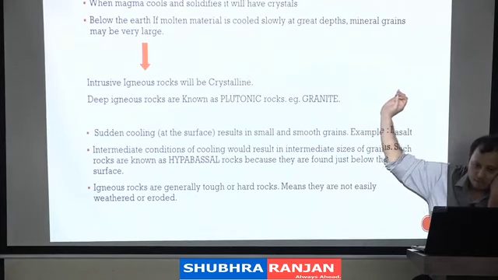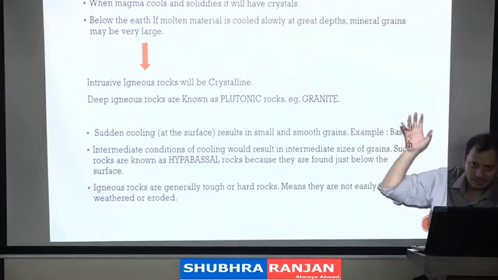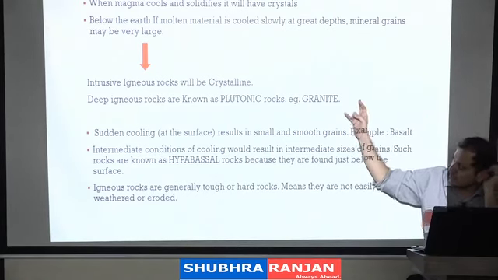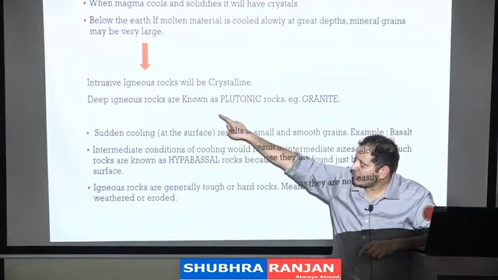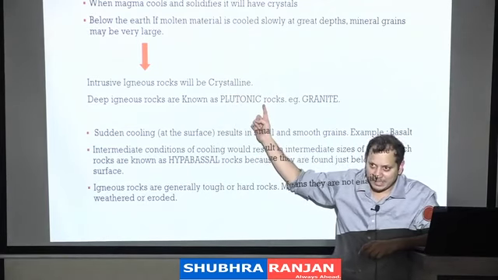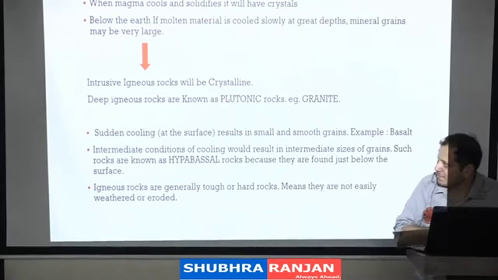Below the earth, if the molten materials are cooled slowly, the mineral grains will be larger, that is large crystals, and intrusive igneous rocks will be having more crystals. Deep igneous rocks are also known as plutonic. ये भी हमने कल देखा है. And उसके ऊपर is hypabyssal. उसके ऊपर is the surface rocks.